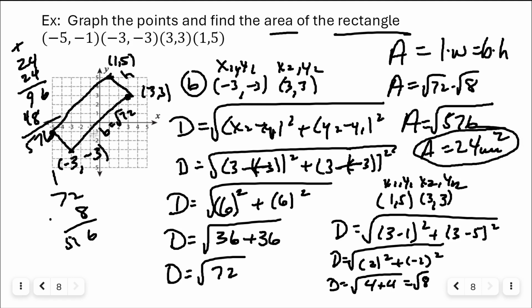And that's it. So we're using the distance formula, we're using the Pythagorean theorem, but we are using them to do and solve other problems.